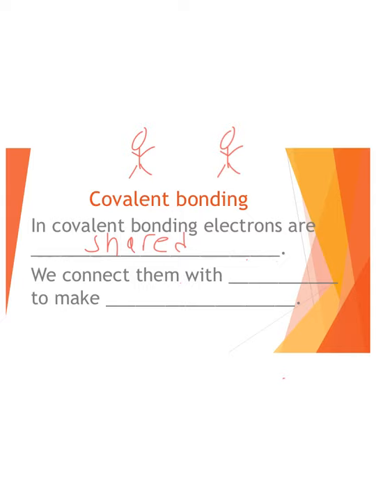But sometimes you have two atoms where they both need electrons. One of them doesn't have extra and they don't want to give them up. Or both are kind of in the middle. They don't want to lose or gain.